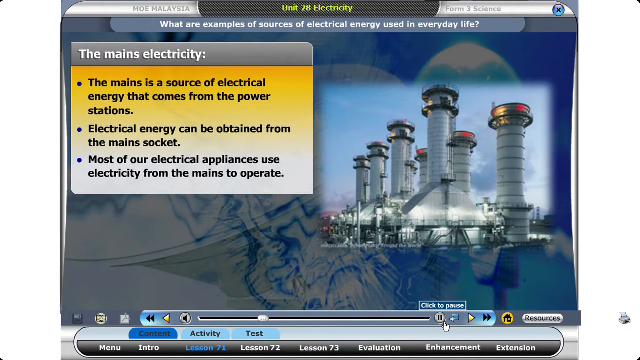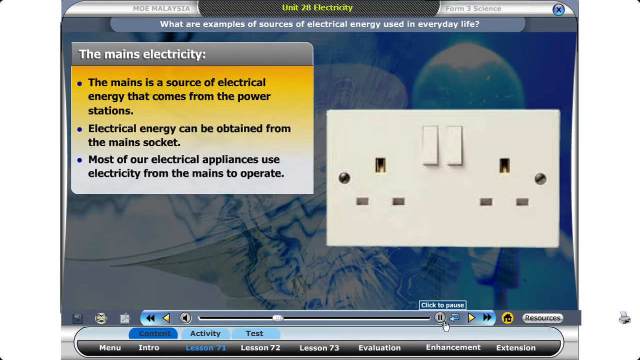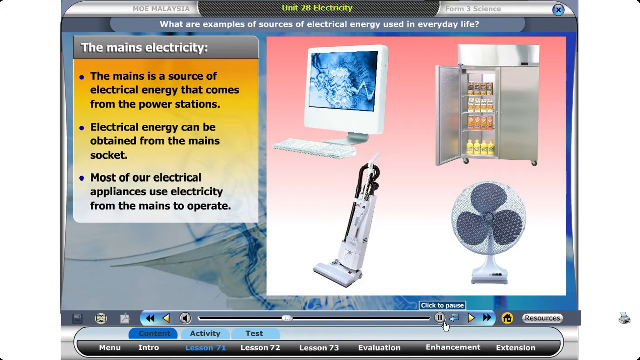The mains is a source of electrical energy that comes from the power stations. Electrical energy can be obtained from the mains socket. Most of our electrical appliances use electricity from the mains to operate.